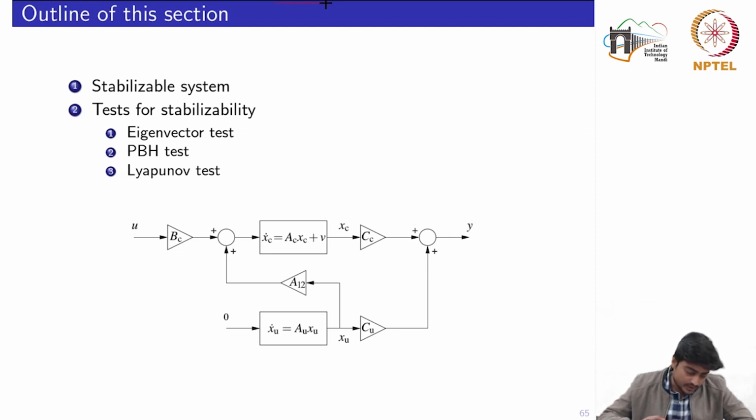Okay, so first we'll introduce the definition of stabilizable systems. Then we will see three different tests for stabilizability, similar to what we had seen for controllability: the eigenvector test, the PBH test, and the Lyapunov test.